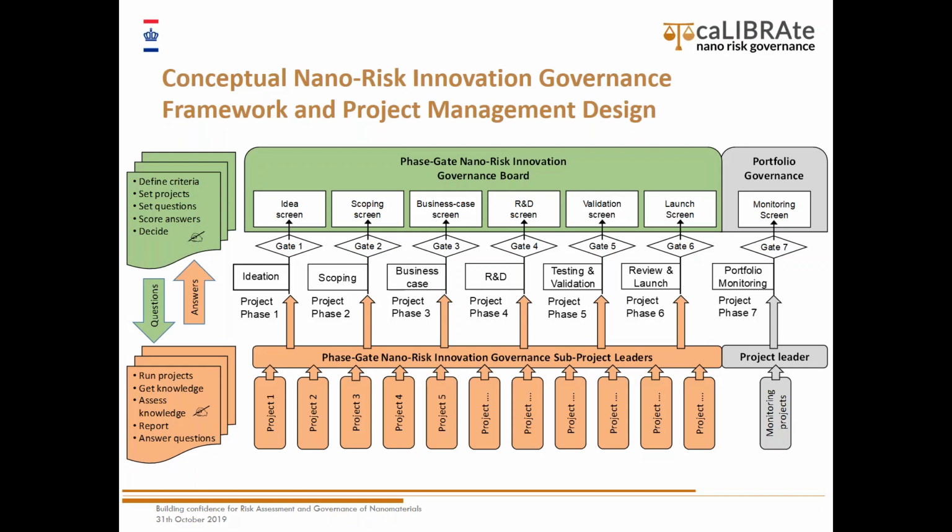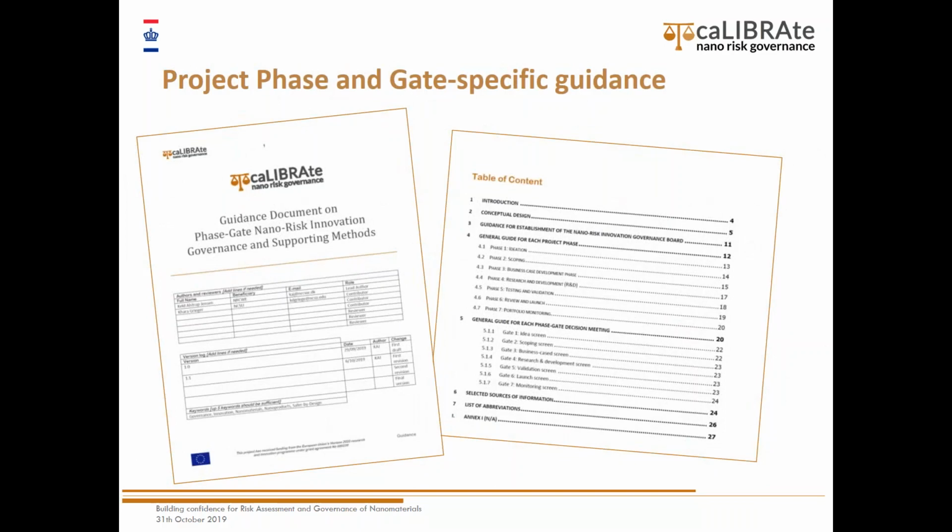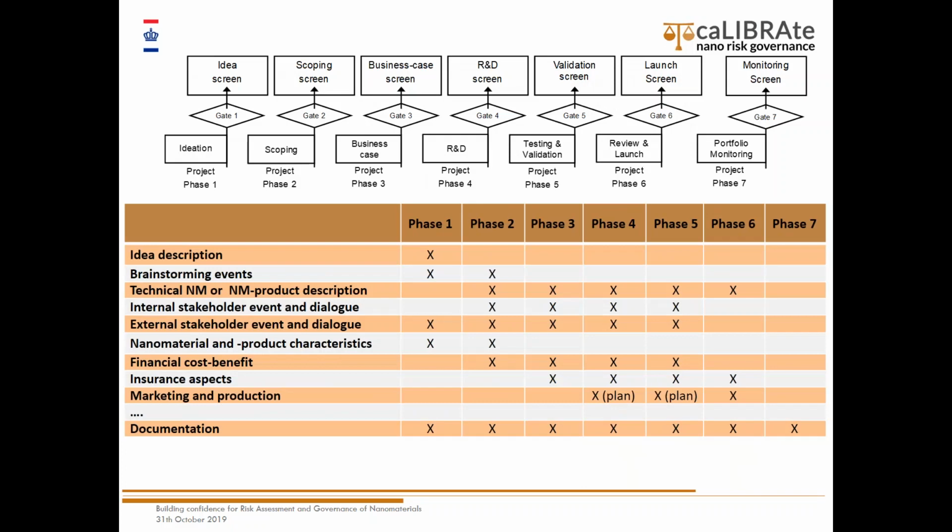We have developed the project phase and gate specific guidance that are available in the portal, in the tool that Shamik will show, and it can be found directly at the different stage gates, but there's also a document describing the process in greater detail. As I mentioned, we can have many projects along the phase gate innovation funnel. Here we have selected some that are quite typical. You don't have to run through them all, but you can select the ones you need. And we cover basically most of the projects that would be needed overall in an innovation project, including brainstorming events, technical nanomaterial or product description, stakeholder events, mapping out nanomaterial and product characteristics, cost-benefit analysis, evaluation of insurance aspects, marketing and production, etc.